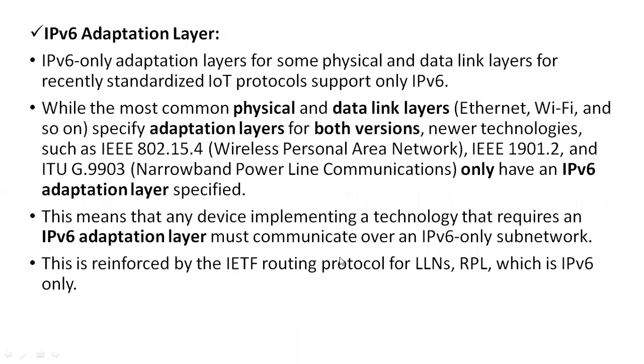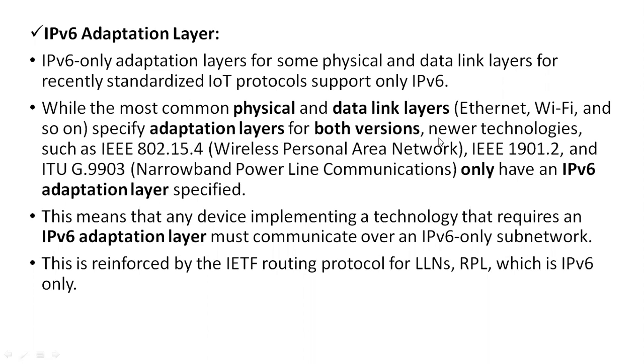Okay, so now the next point is the IPv6 adaptation layer. Many physical layers and data link layers, particularly for IPv6, if you consider, there are two models I already told you: adaptation and adaptation layer. But here I am talking about the adaptation layer. It means that if you consider the physical layer and data link layer for IPv6, even some standardized IoT protocols will support only IPv6. They are not supporting IPv4.